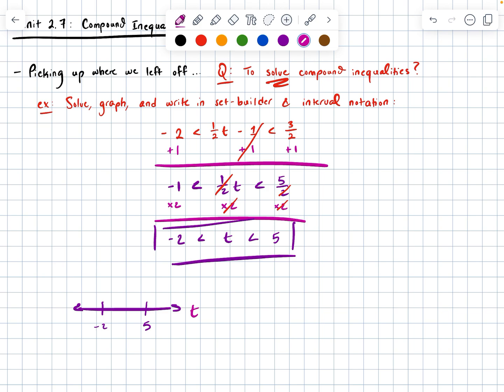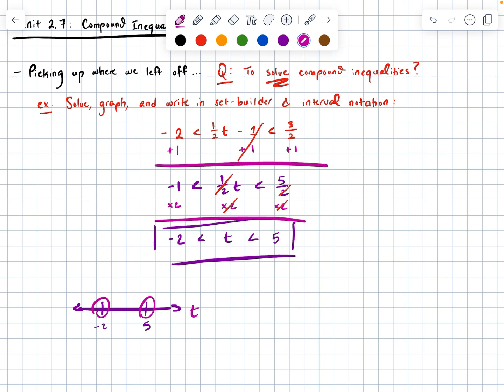What kind of circle do I need around the -2 and the 5? Well, I've got no "or equal to." It's just a greater than or a less than, so both -2 and 5 should get some open circles. I'm not going to fill anything in. They're not included in the solution set.